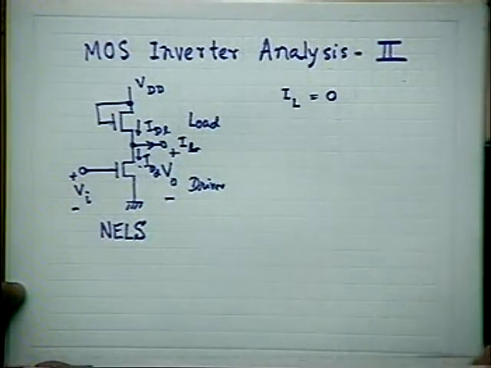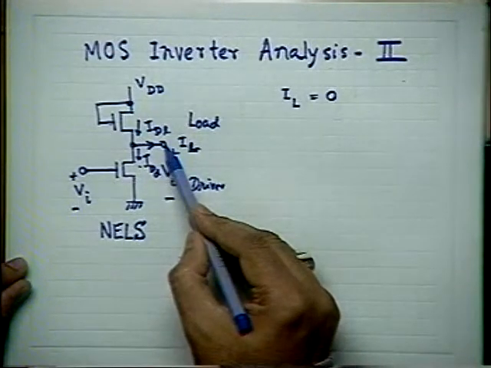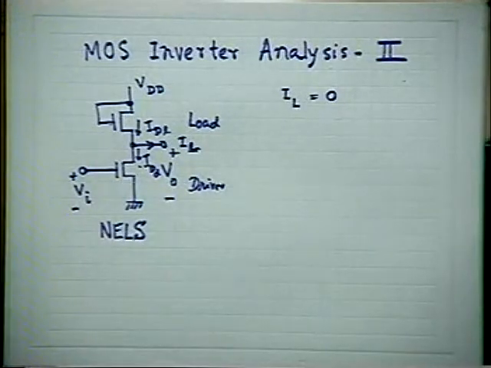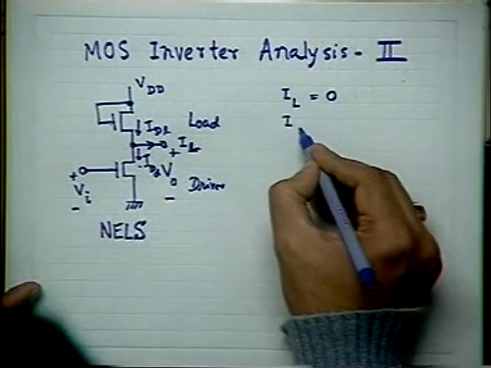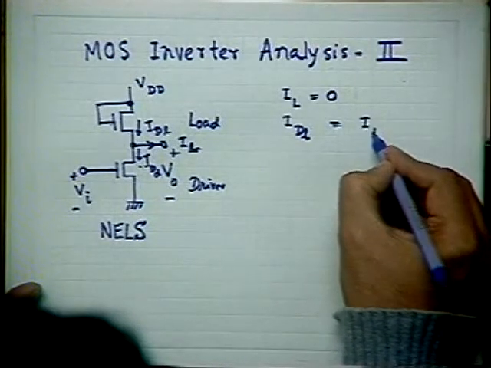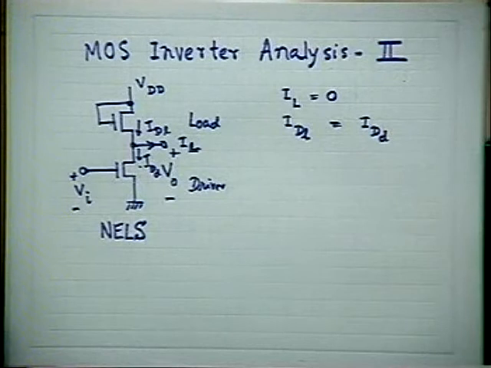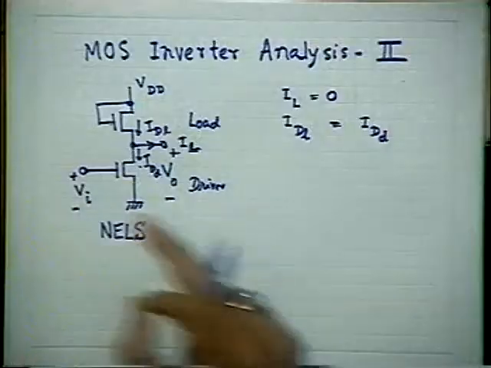We assume that IL is equal to 0 in the steady state under DC condition, because this output node goes to a similar input which is basically a capacitive input, as I told you earlier. And always we have assumed that in the steady state, the load transistor current and the driver transistor current will be equal. So what we did, we wrote down the equations for the load current and the driver current, drain currents, under the various conditions, and obtained the relationship between output voltage and input voltage.